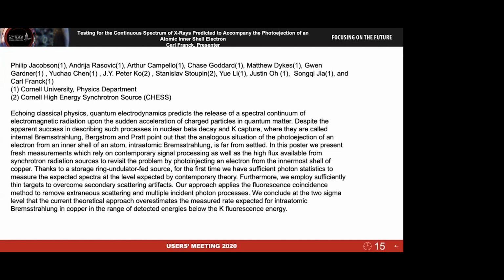We have performed such an experiment here at CHESS, and we get a surprising result, namely, we see a much weaker signal than expected. Come see our poster and see how we did it, and you judge for yourself.